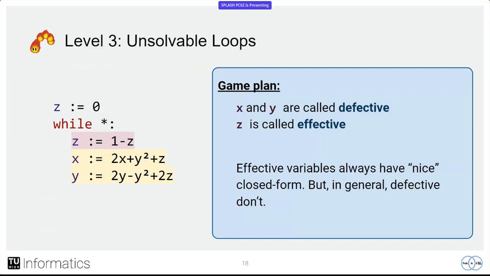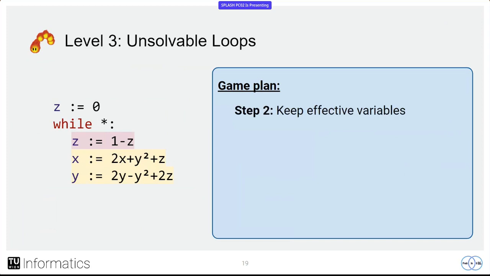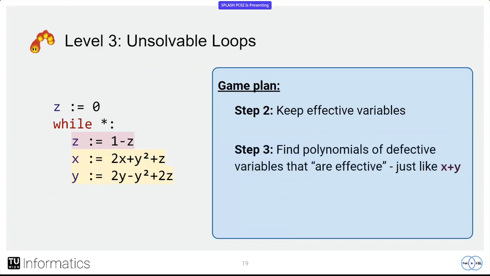The effective variables, Z in this case, follow linear recurrences. They have a closed form. But the defective variables in general do not. So what we do is we just keep the effective variables. They're not a problem. And similarly to this combination X plus Y, we want to find polynomials of defective variables that are effective, that follow a linear recurrence, that have closed forms. And then we combine all these closed forms together, the closed forms for the effective variables and the closed forms for the combinations of defective variables, to use in a downstream task like invariant generation using Gröbner basis, as we did in the previous examples.